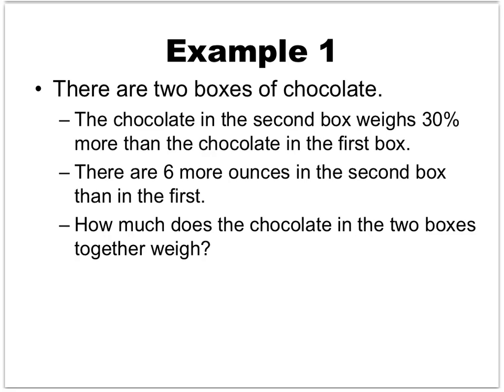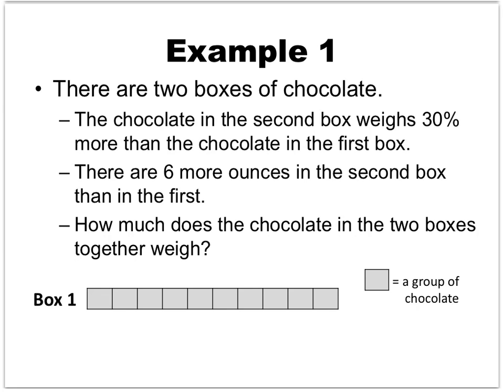So let's take a look at our first example. There are two boxes of chocolate. The chocolate in the second box weighs 30% more than the chocolate in the first box. There are 6 more ounces in the second box than in the first. How much does the chocolate in the two boxes weigh together? There's kind of a lot going on here, and so to set this up, let's draw a strip diagram.